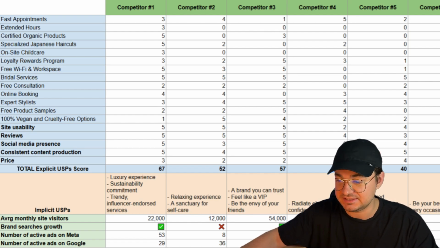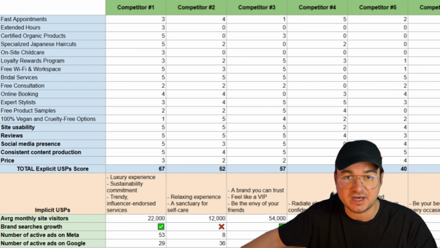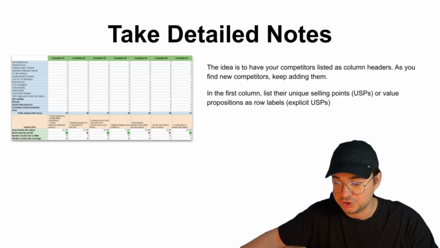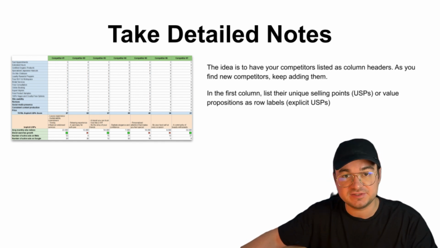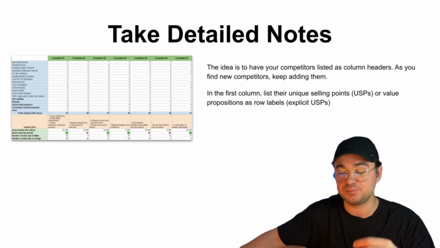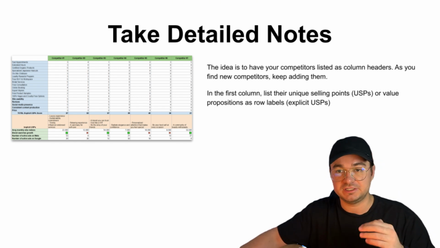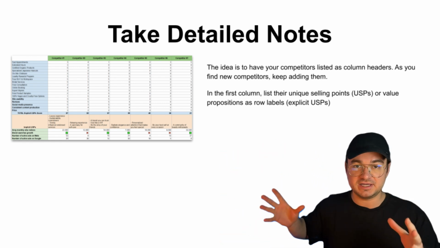Competitor research and analysis is a significant task that will take you several hours if you actually put effort into it. So you will need to take thorough notes, and here's the format that I recommend. I'll leave a link to the template in the video description. The idea is to have your competitors listed as column headers. As you find new competitors, keep adding them as headers. Then, in the first column, list the unique selling points or value propositions that you find and just keep adding them in a row and just keep stacking value propositions and the competitors that you find in your research.